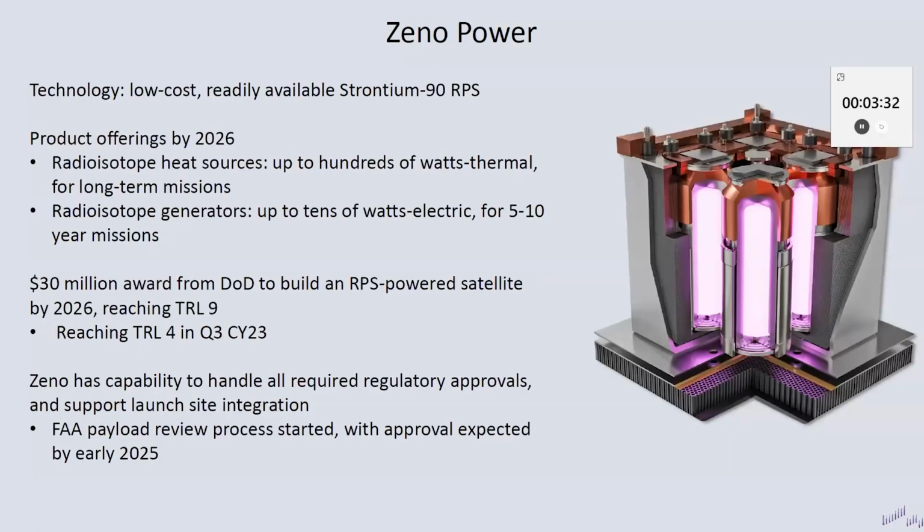So Zeno Power is an American company developing low-cost, commercially available RPS systems. By 2026, we plan to offer both radioisotope heater units, RHUs, and radioisotope thermoelectric generators, RTGs. The radioisotopes that we plan to use are much more accessible than traditional sources. Those radioisotopes include strontium-90, and now that I'm allowed to tell you, as of our Tipping Point award earlier this week, americium. As I said, these radioisotopes are far more accessible than the traditional sources.